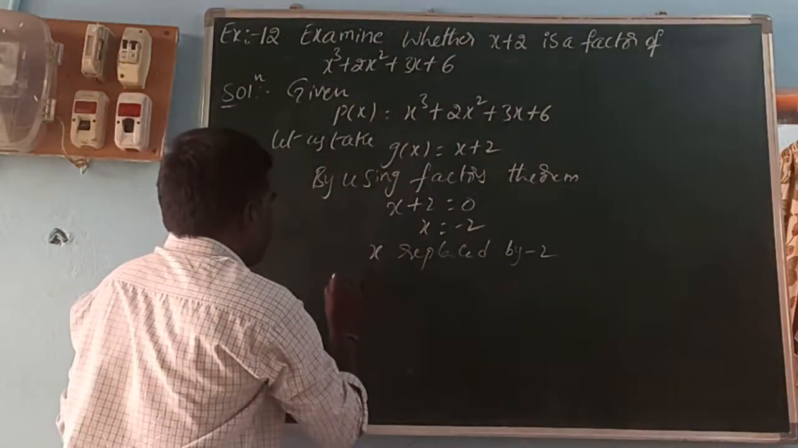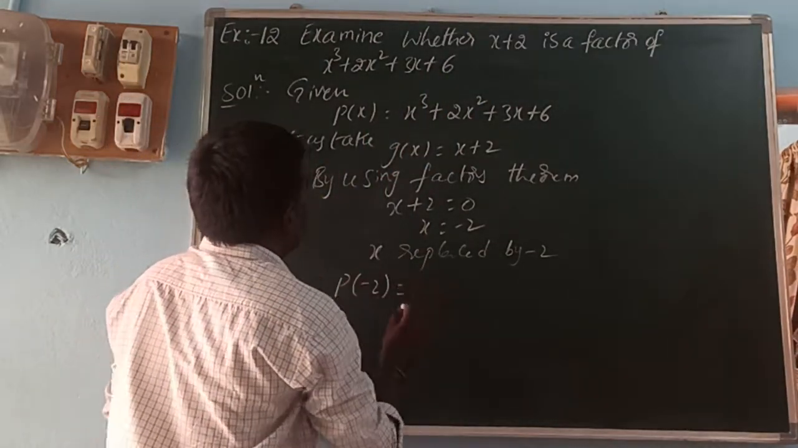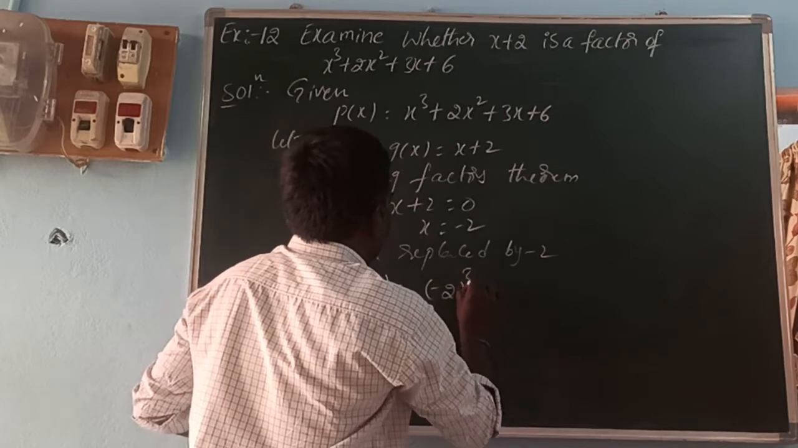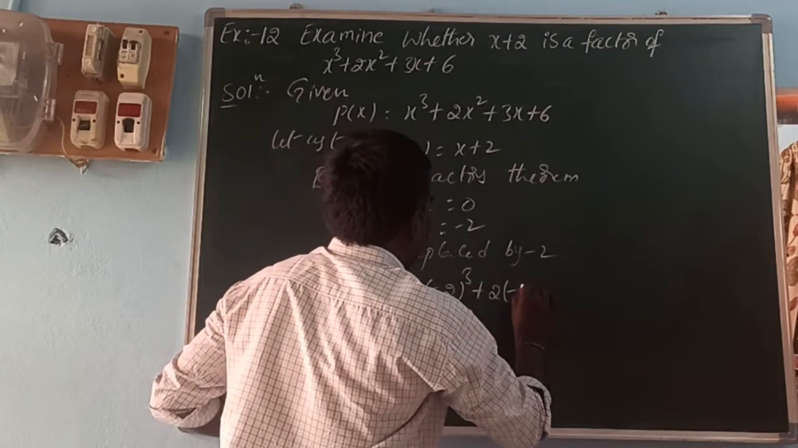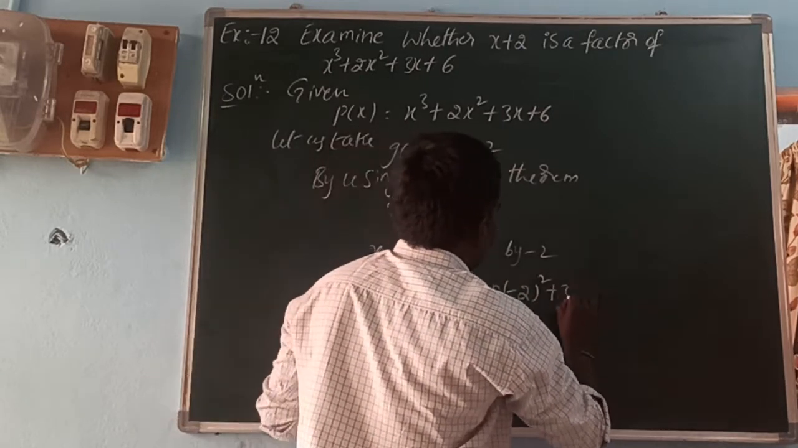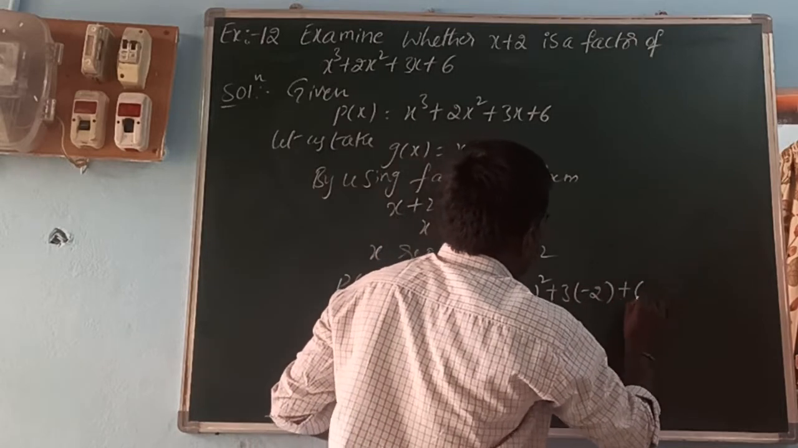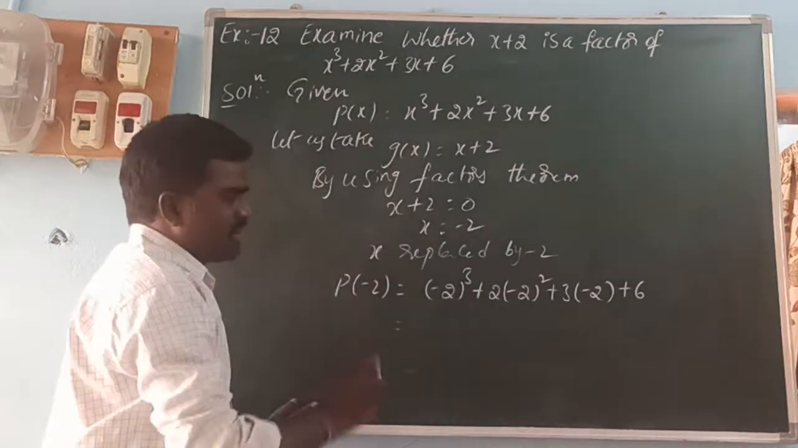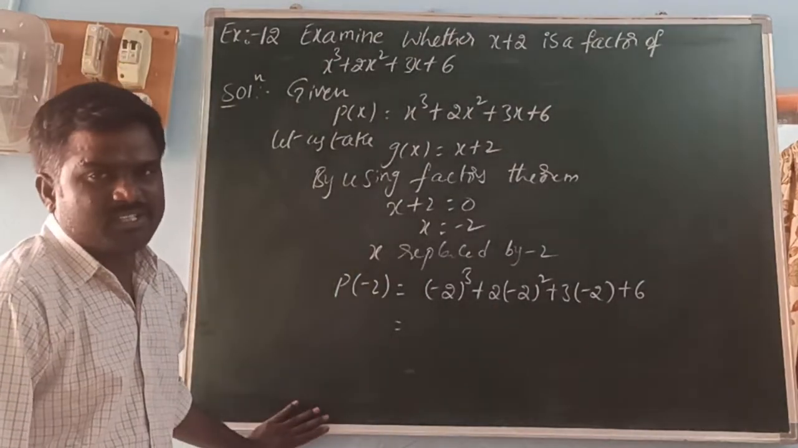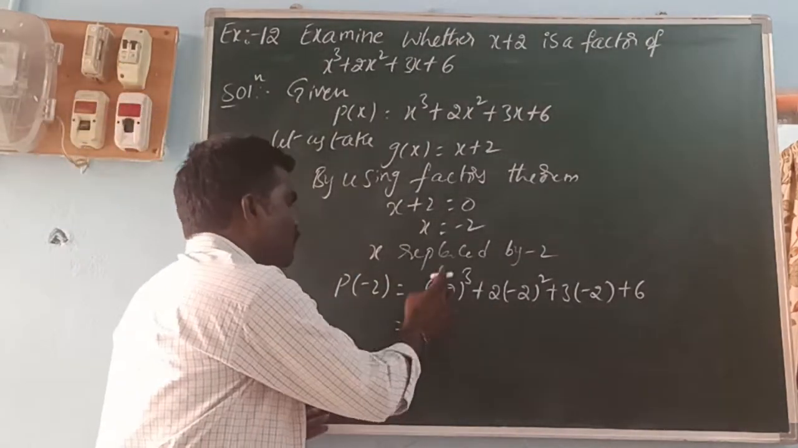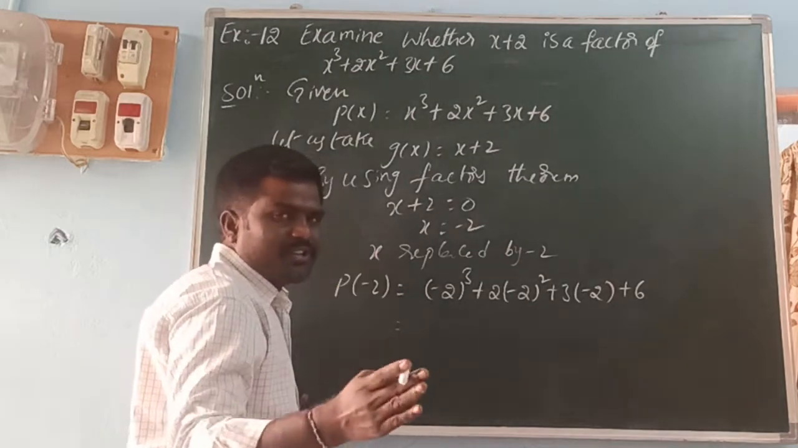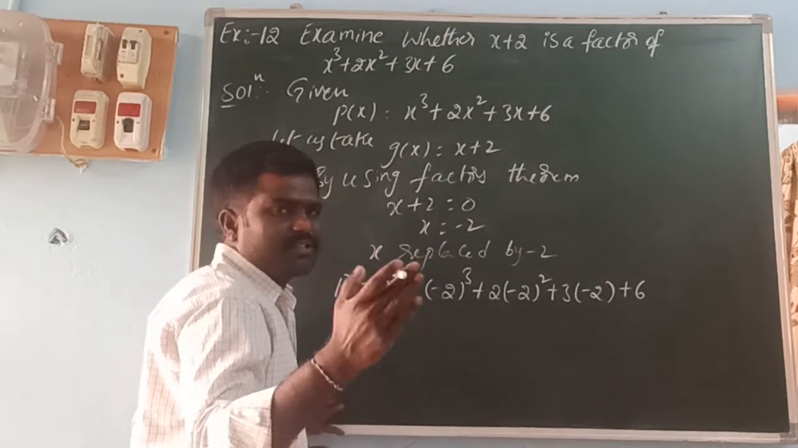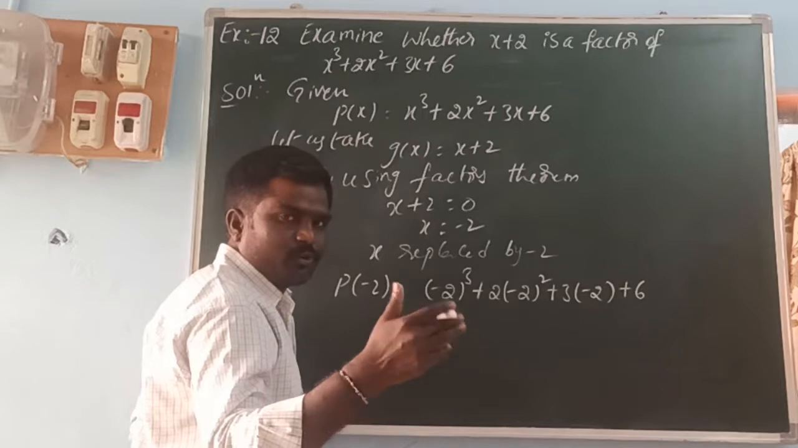So p of minus 2 is equal to minus 2 whole cube plus 2 into minus 2 whole square plus 3 into minus 2 plus 6. Okay, so here minus 2 whole cube. A negative integer multiplied an odd number of times becomes negative. So minus 2 whole cube is minus 2 into minus 2 into minus 2. Minus minus plus, plus into minus minus. 2 2s are 4, 4 2s are 8.